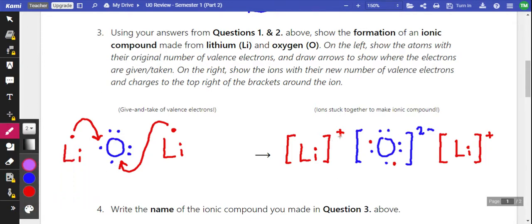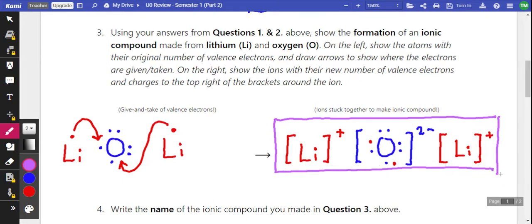If I've got a positive 1 and a positive 1 and a negative 2, that cancels out to 0. There should be no charge left over for the compound as a whole. That doesn't mean that the lithium atom is no longer positively charged. It just means that for this whole thing, made of 2 lithium cations and 1 oxygen anion, all that charge has kind of canceled out. So this whole compound is neutral.